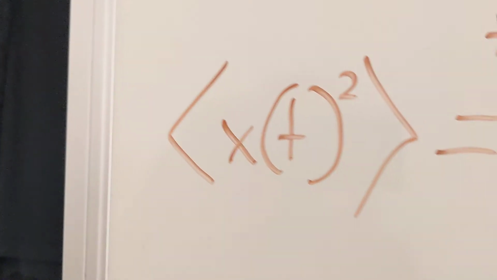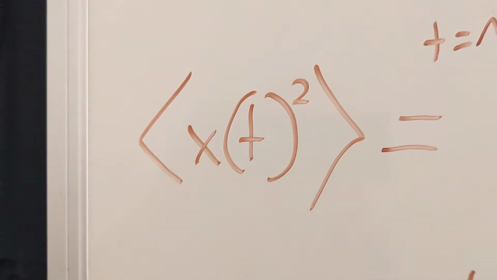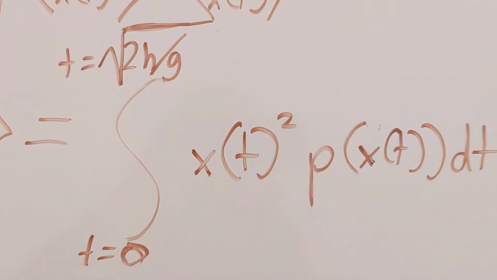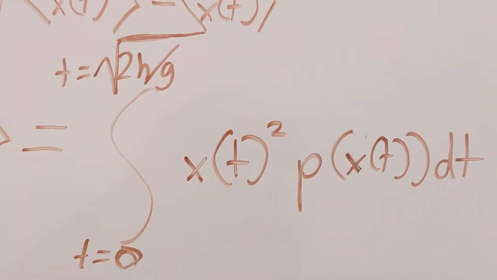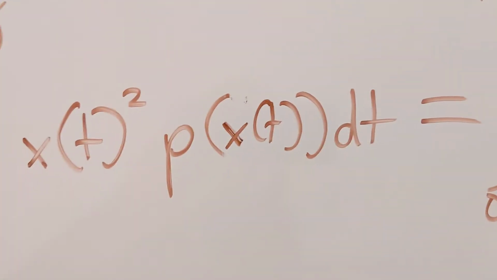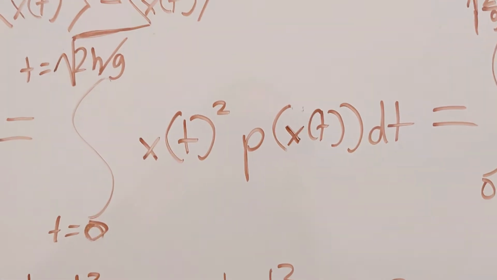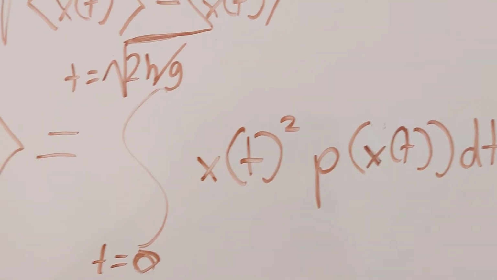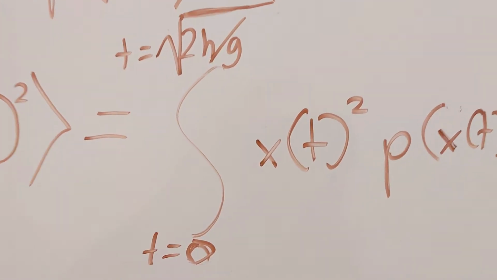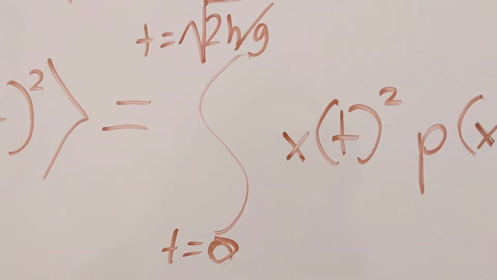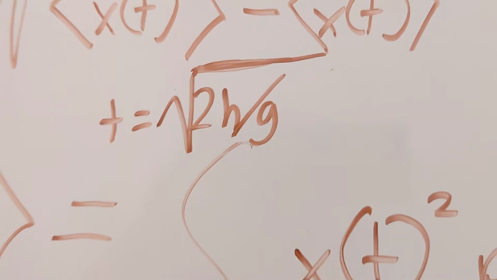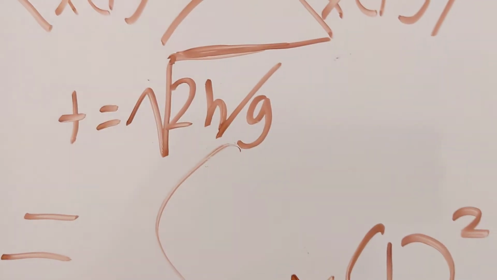We know that the expectation value of any function is simply the integral, or the sum for a continuous function, of that function times its probability density, over the entire range of that function. And the range of that function is from time 0, when the rock is released, to when the rock hits the ground, and that is the square root of 2h divided by g.